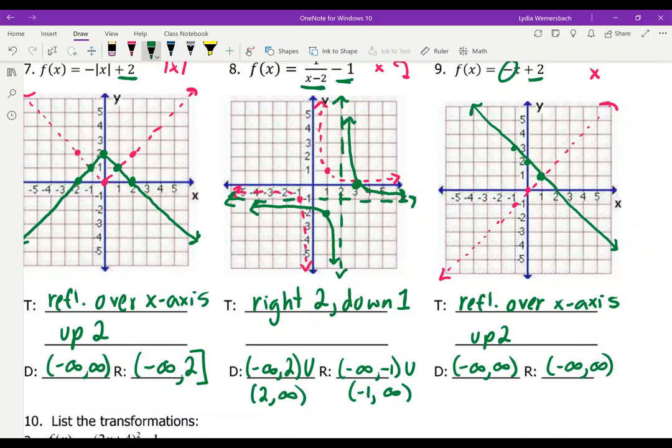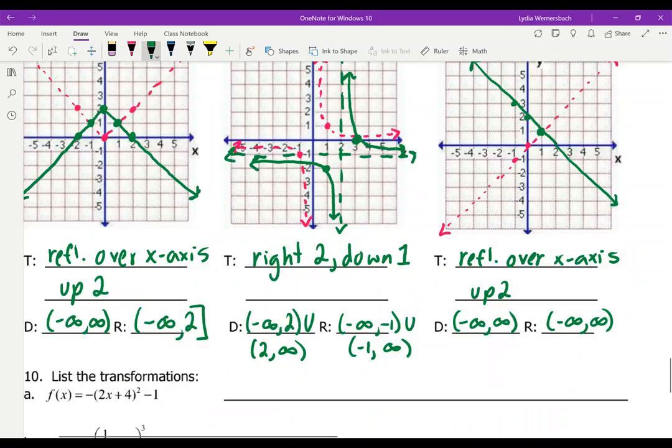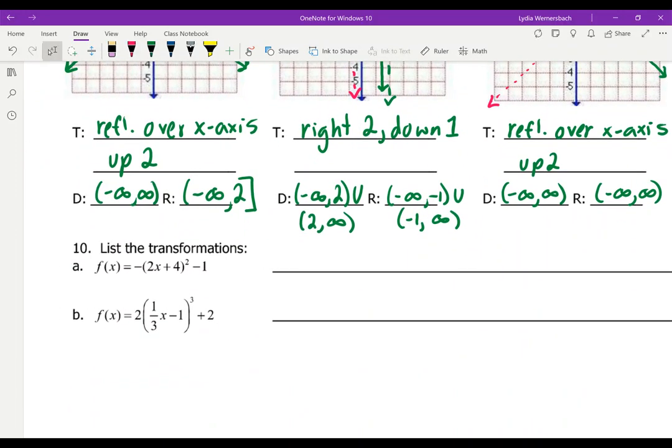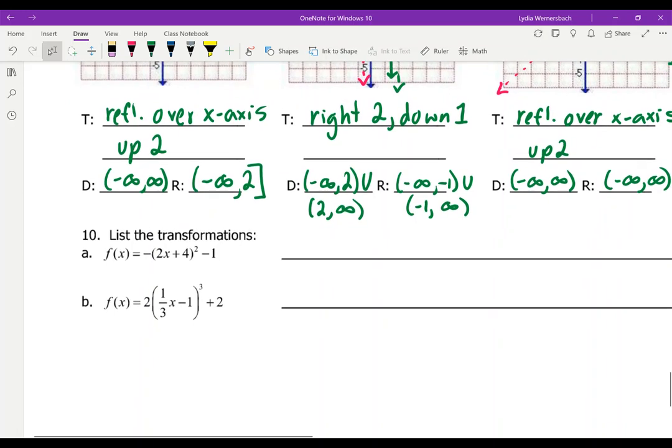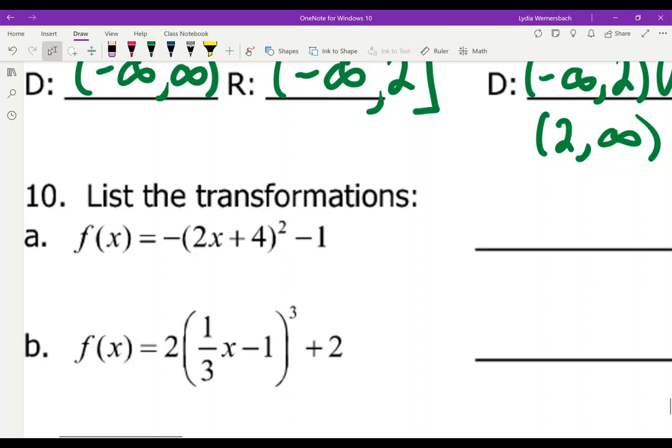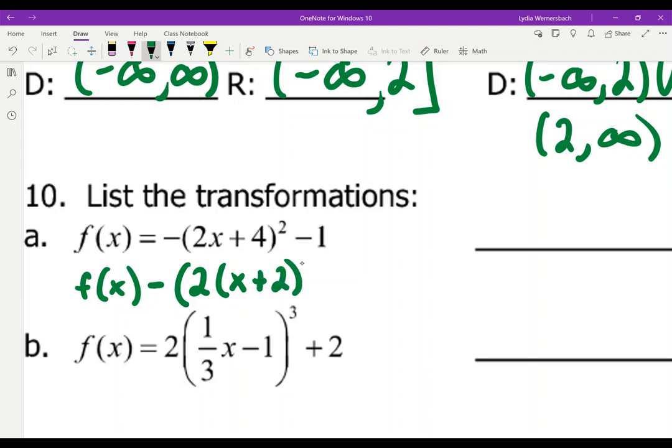Alrighty, we're almost done. Okay. So this says list all the transformations. So we kind of got a lot going on here. What we need to be careful of is that we see some things happening on the inside. So the first thing we want to do is rewrite this. The negative out front is fine. The problem is going to be this 2. Again, when the 2's on the inside, we're going to be worrying about horizontal stretches and compressions. But similar to when we had to factor out that negative, we are going to have to take that 2 out. So when we take that 2 out, this is going to turn into x plus 2 rather than x plus 4.